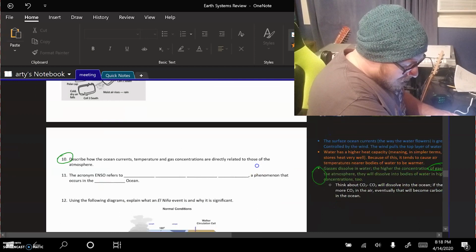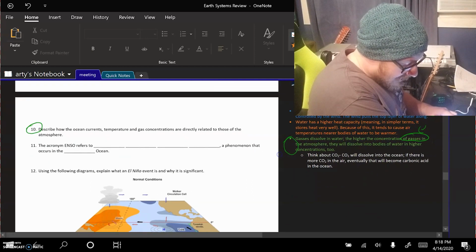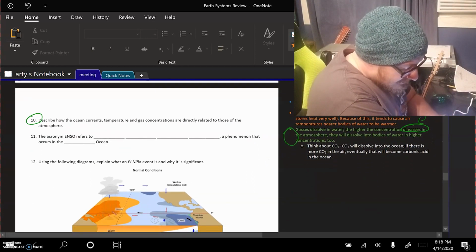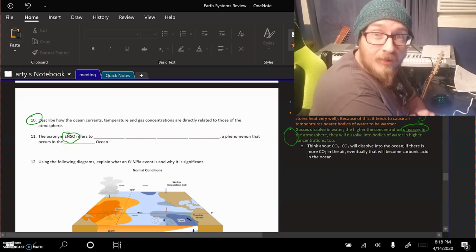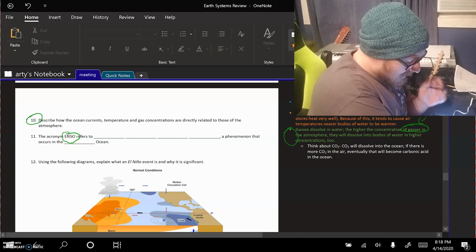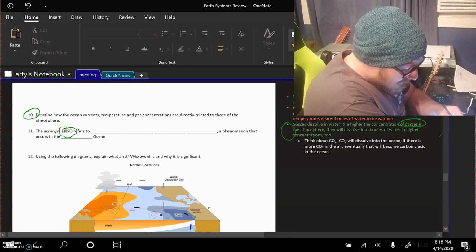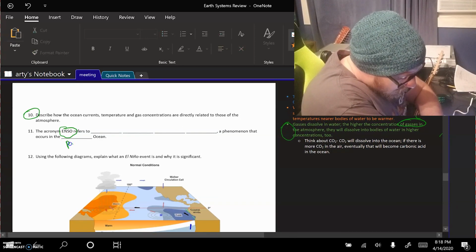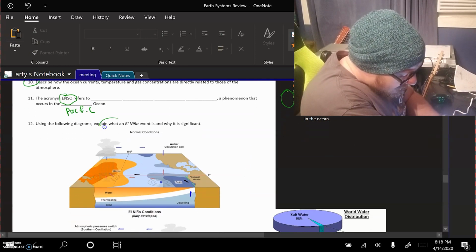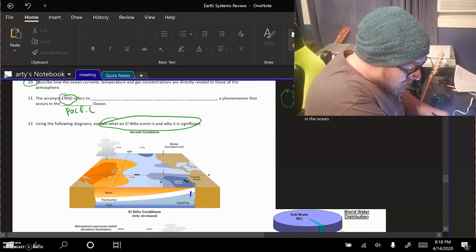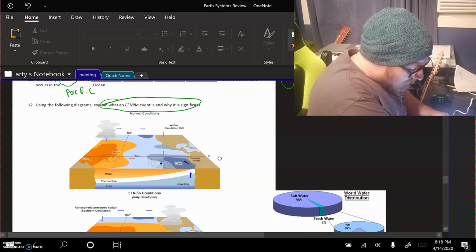So let's move on to another interaction between the atmosphere and the ocean, and that's ENSO, or the El Nino Southern Oscillation. It's a phenomenon that occurs in the Pacific Ocean. So here we have a diagram of the Pacific Ocean, and we're looking at what an El Nino event is. Let's start with normal conditions.